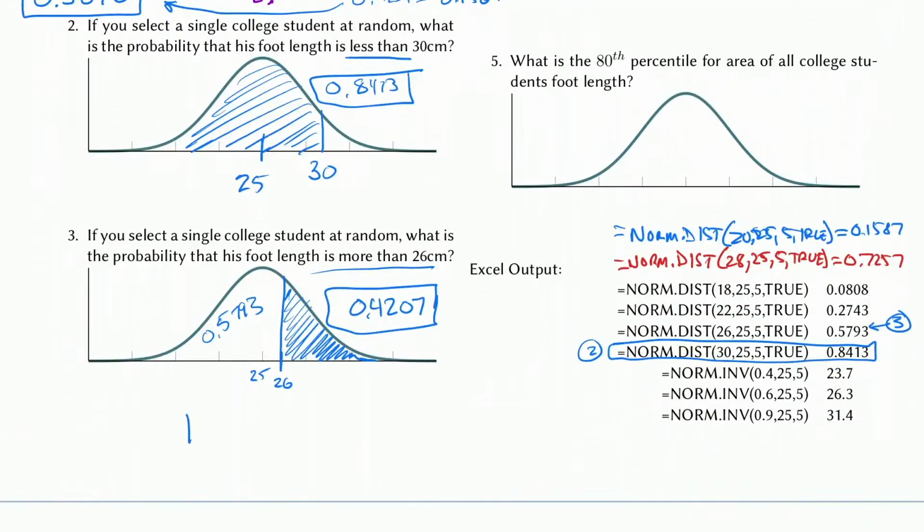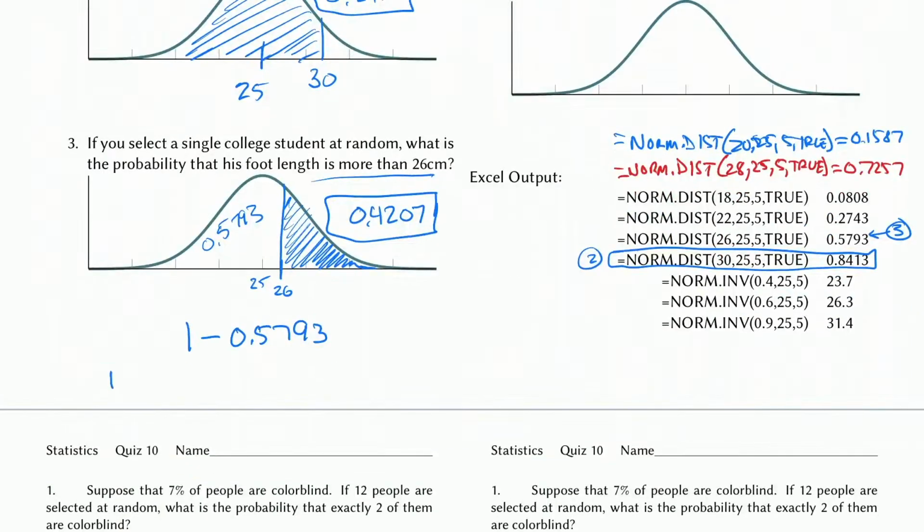So I did 1 minus 0.5793, because the 0.5793 represents the stuff to the left, because Excel is leftist. And so the whole thing will be 100%. So 100% or 1 minus this. If you prefer to think in percentages, you can do it that way as well.